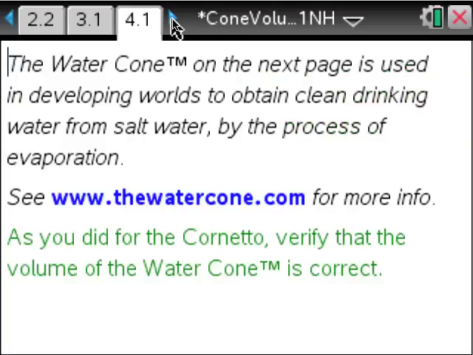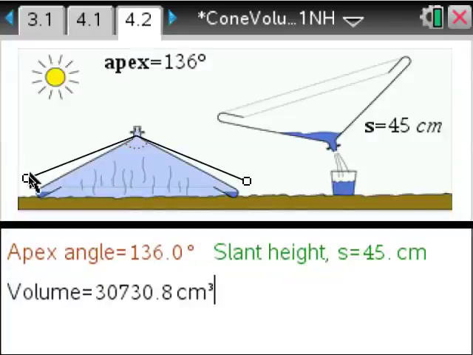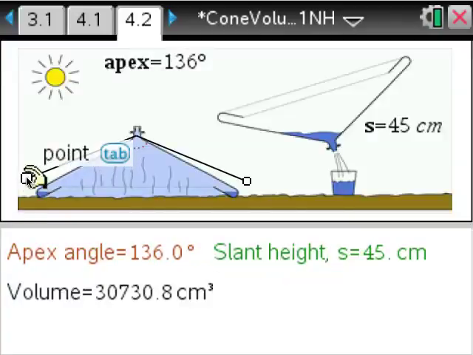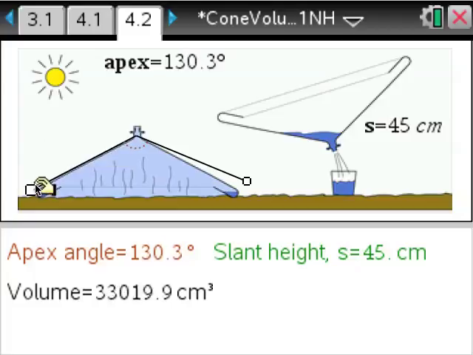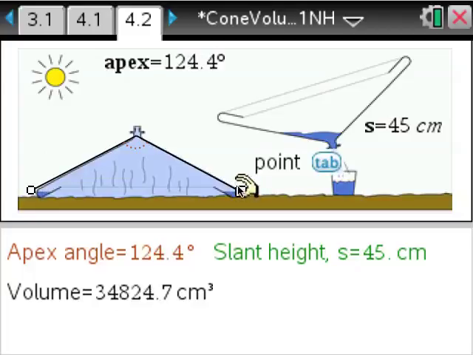It's not the only dynamic diagram. We have other ones here to do with something that's actually used in developing countries for generating fresh water, drinking water. Again, we can just make measurements of the apex angle and the slanting side, and again they can verify where those numbers come from.